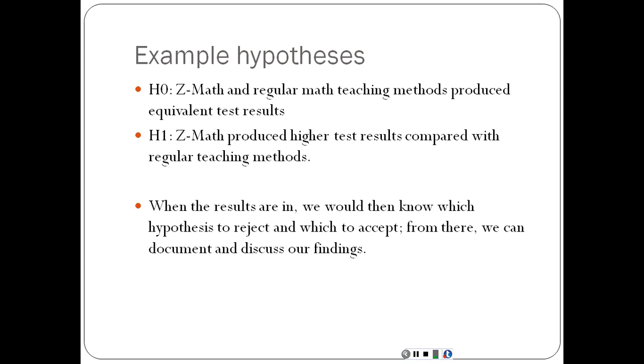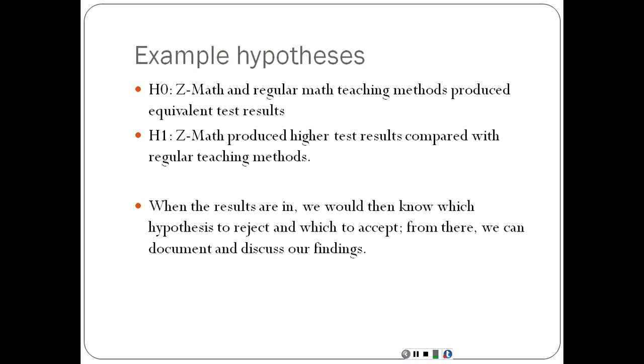So basically, the experimental group, the group that received Z-math, and the control group, the group that received regular math instruction, performed the same. Remember, there's no notable effects for the null hypothesis. So essentially, this would mean that Z-math was no more effective than the traditional math lesson. So H1, the alternative hypothesis, is phrased indicating that the experimental Z-math group outperformed the control group.